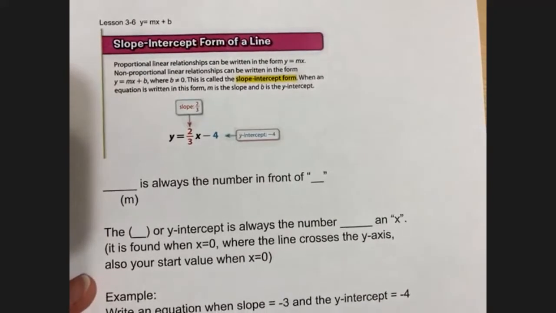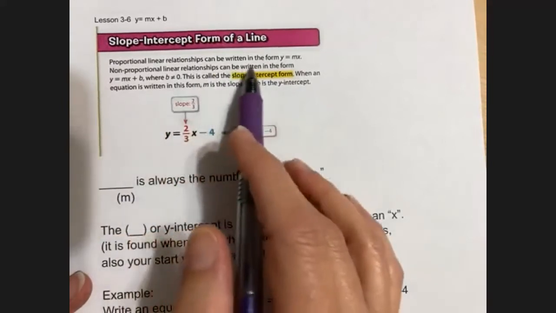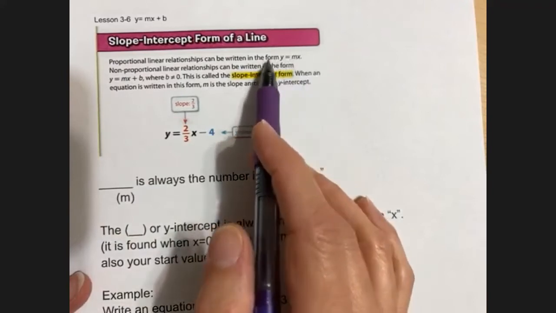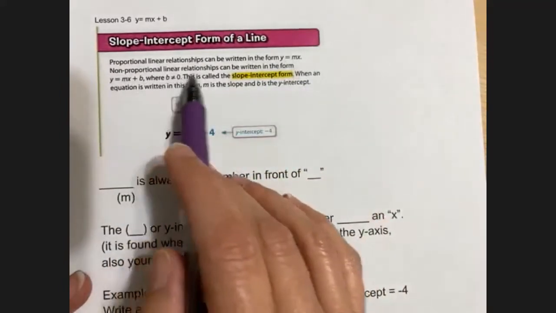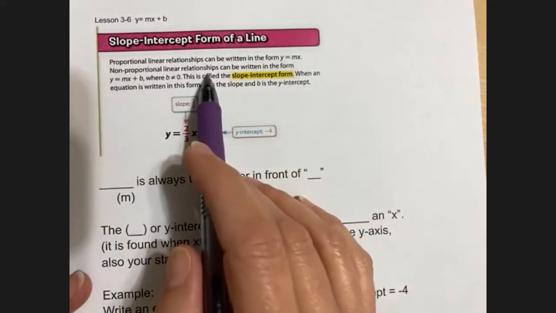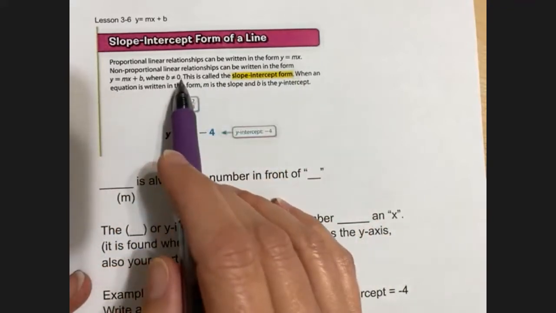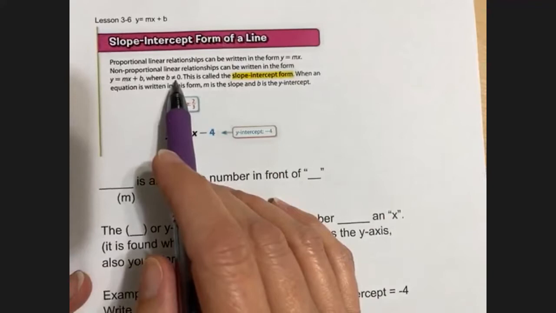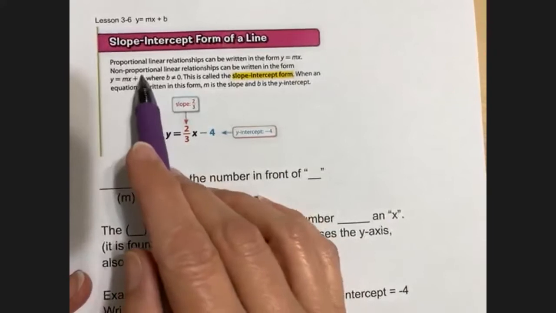And so we have a little snippet here, slope-intercept form. It says proportional linear relationships, and we talked about that the other day, can be written in the form y equals mx. And that's where we didn't have the b. And everything always flowed through 0, 0, the point of origin. Non-proportional linear relationships can be written in the form y equals mx plus b, where b can never be 0. And so in this case, the line is not going to be traveling through 0, 0 anymore. It'll be traveling through another point on the y-axis, and that's what gives us our b.